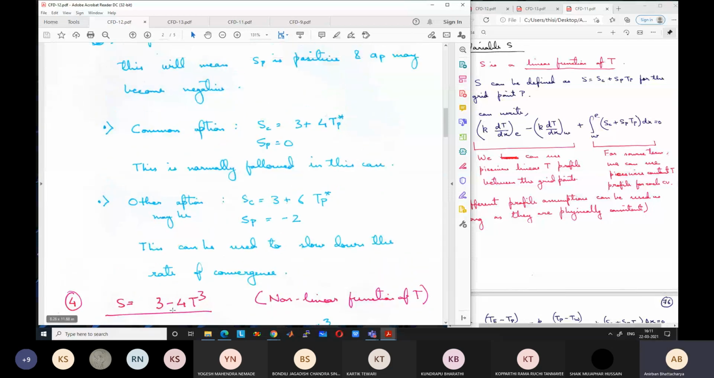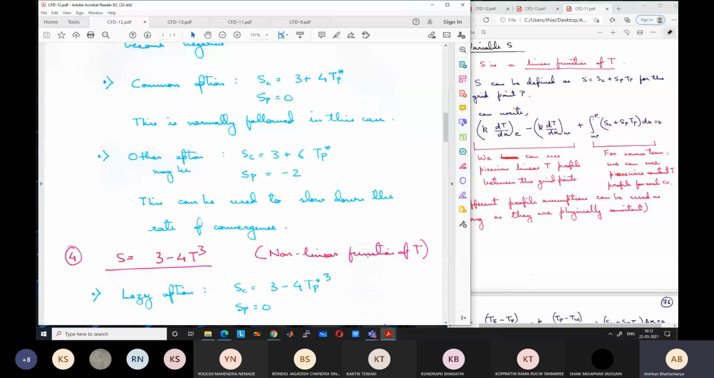Then what about? Up till now we are just treating linear source terms. What about a nonlinear function? Say S is equal to 3 minus 4t cube. How will we treat that? What will be SC and SP? Then again SC will be 3 minus 4 T star cube and then SP will be 0. That is one approach. That is the lazy approach. SC is equal to 3 minus 4 TP star cube and SP equal to 0.